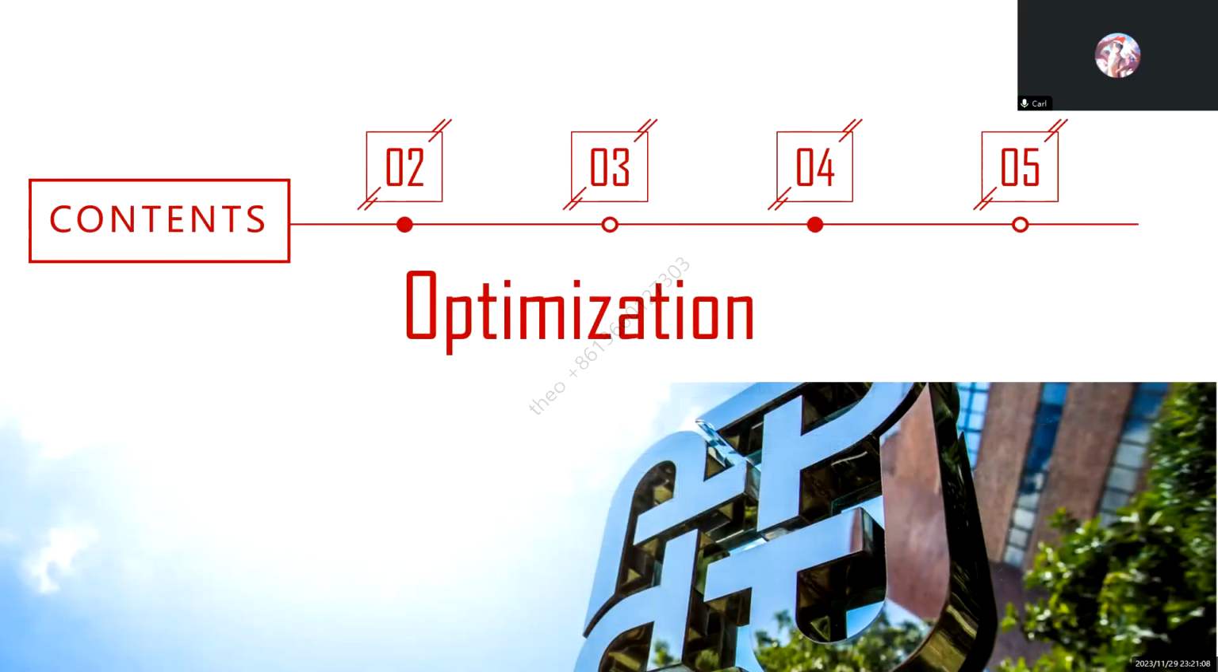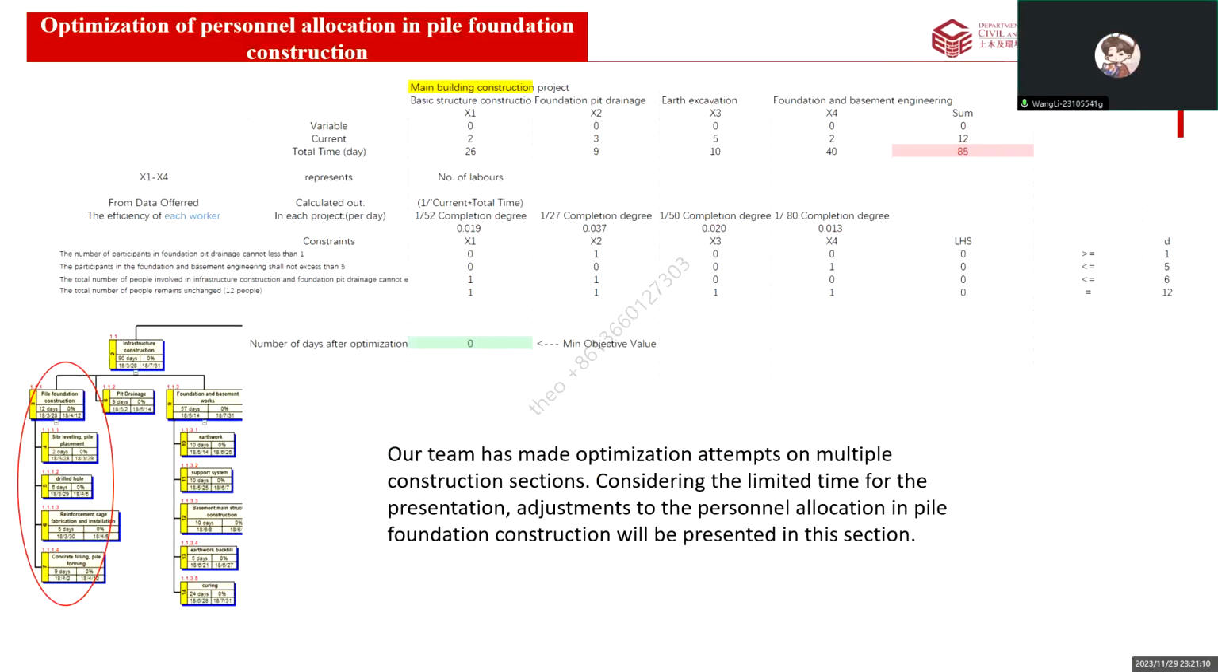Okay, let's go to the part of optimization. Our team has made an optimization attempt on multiple construction sections considering the limited time for the presentation. Adjustment to the personnel allocation in pile foundation construction will be presented in this section. We can see from the graph that the configuration of the total number of personnel is fixed, and the labor force is limited, which means that during the construction of the project, the number of people can only be kept at 12.